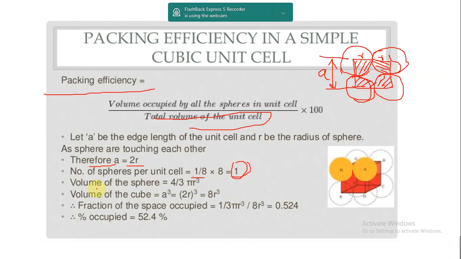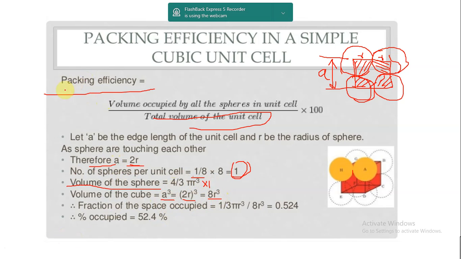So what is the total volume of a sphere? Total volume of a sphere is 4/3 pi r cube multiplied by 1. So it will be 4/3 pi r cube only. And volume of the cube is a cube. And what is the value of A? A is 2R. So (2R) cube, it is 8R cube.